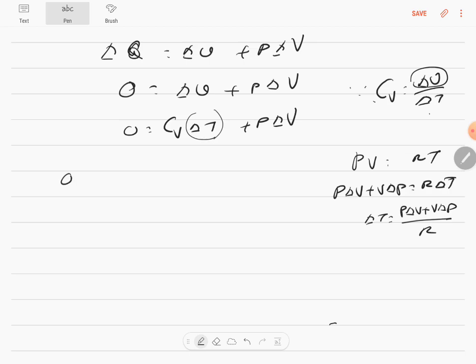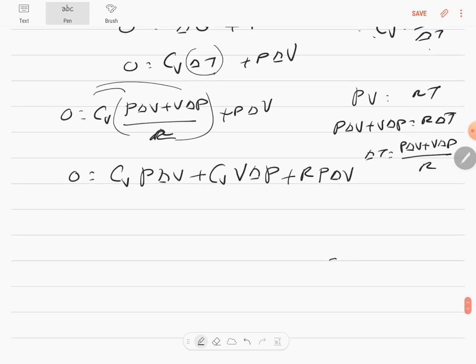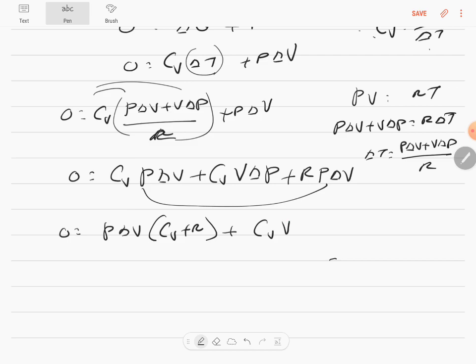So let's substitute. 0 is equal to CV into (P into delta V plus V into delta P) by R, plus P into delta V. Let's take an LCM, which will be R, and R goes. So now you get 0 is equal to CV P delta V plus CV V delta P plus R P delta V. Take this equation and consolidate. So 0 is equal to P delta V, which is common, into (CV plus R), plus CV into V into delta P.